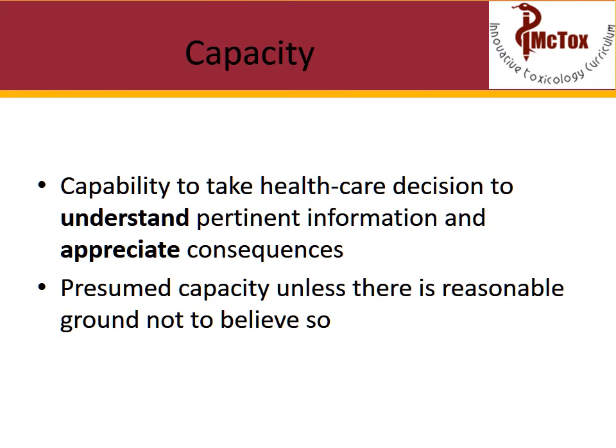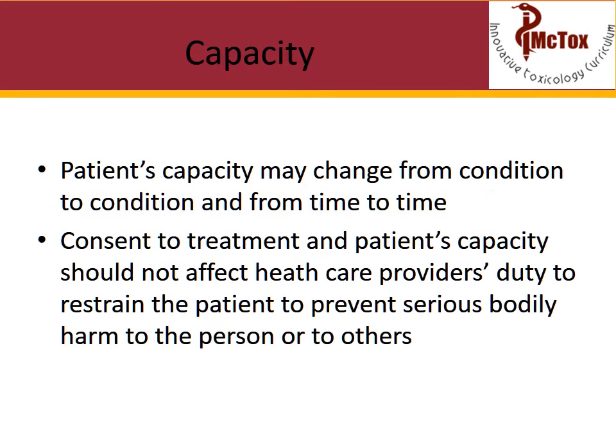A person is considered to be capable of making healthcare decisions if they seem to understand pertinent information about the treatment and also appreciate consequences of lacking the treatment. A person is presumed to be capable to make healthcare decisions unless there is reasonable ground not to believe so by the healthcare provider. A patient's capacity and ability to make healthcare decisions is not a permanent situation. It may change with medical condition and over time.